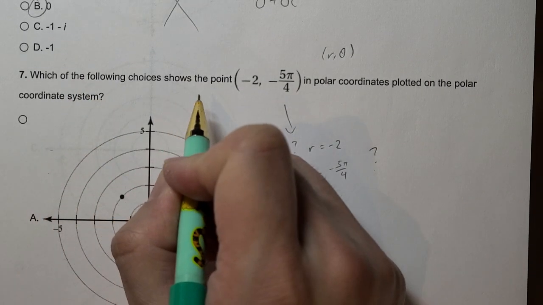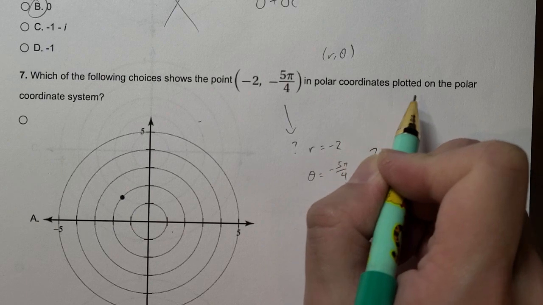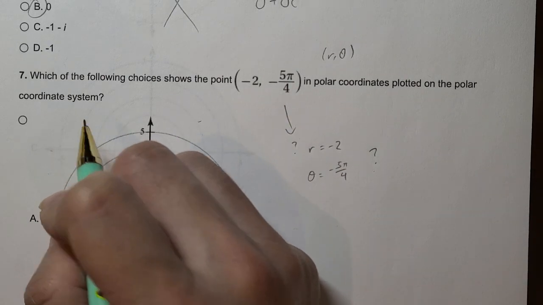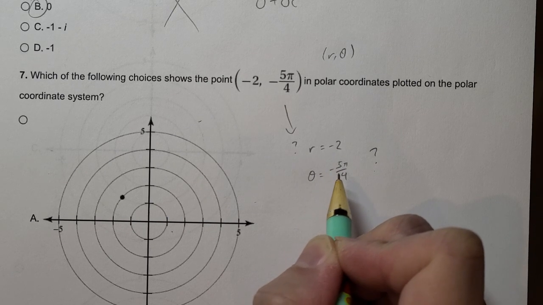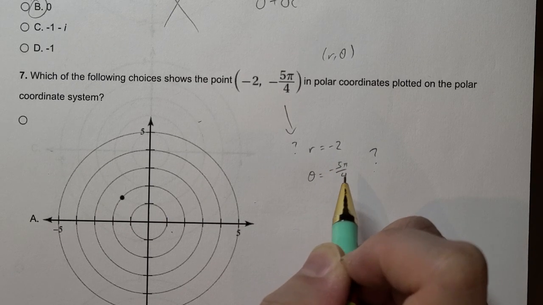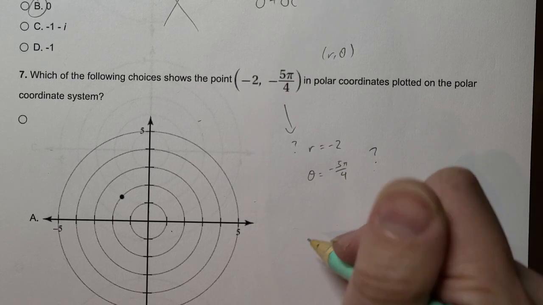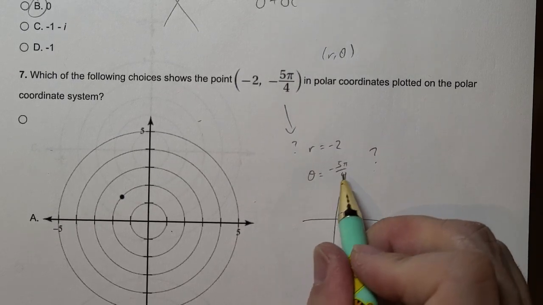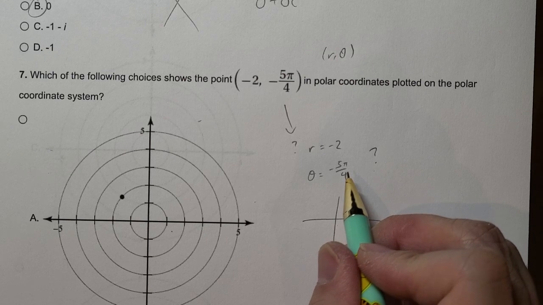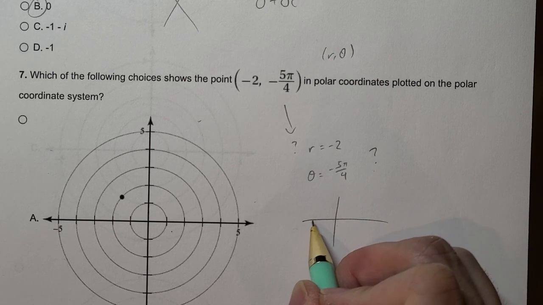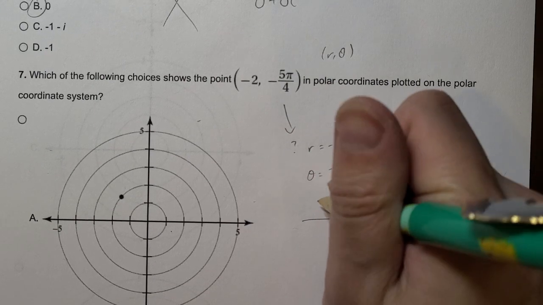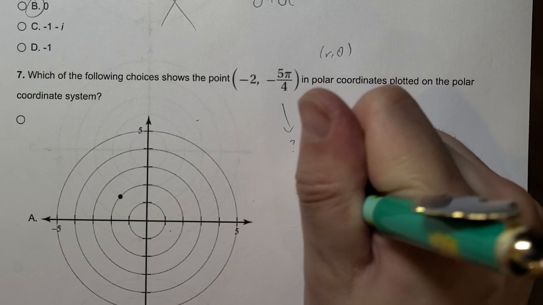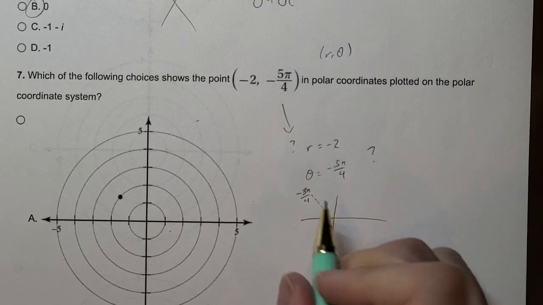Anyway, which of the following choices shows the point in polar coordinates plotted on the polar coordinate system? So our r is minus 2, supposedly. Our theta is minus 5 pi over 4. Okay, so let's first figure out where is minus 5 pi over 4. So minus 4 pi over 4 would be minus pi, which is over here, and then we go another minus pi over 4. So it'll be somewhere over here. So minus 5 pi over 4 would be somewhere here.